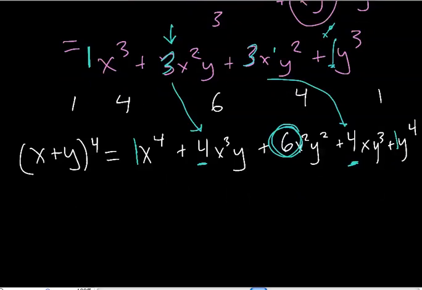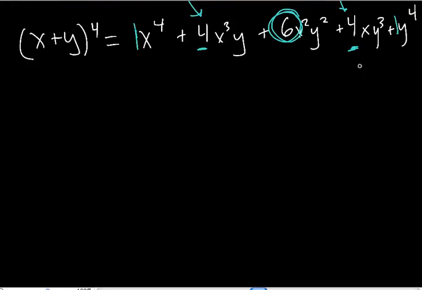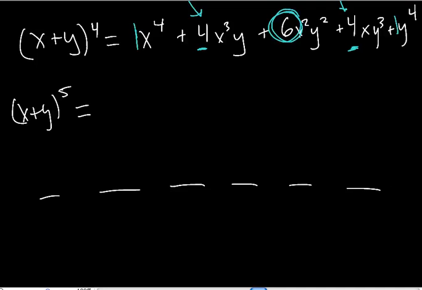So with that, let's see if we can figure out what x plus y to the 5th should be, right? It's going to have 6 terms. 1, 2, 3. Actually, let me make it a little bit nicer. 1, 2, 3, 4, 5, 6. And I'm going to save that for the next clip.